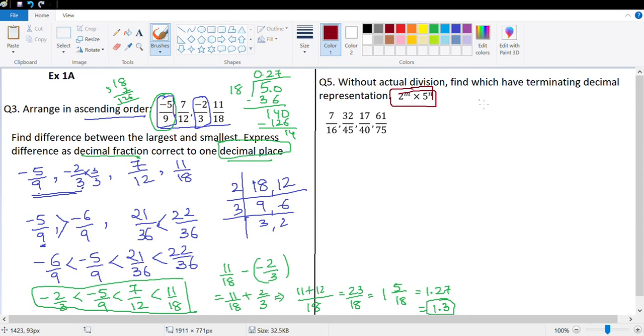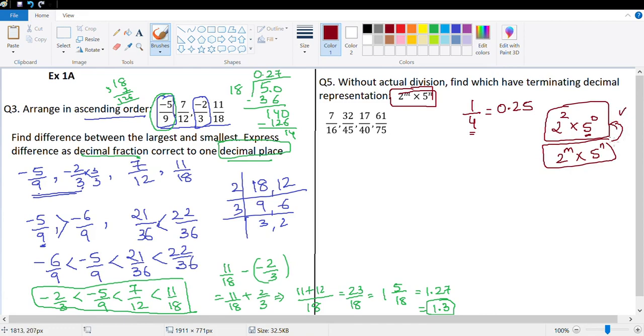So we did the example of 1 upon 4 is equal to 0.25. So this is a terminating decimal. My denominator can be written as 2 to the power 2 multiplied with 5 to the power 0, because any number raised to the power 0 is 1. Since this can be written in the form 2 to the power m multiplied with 5 to the power n, therefore it is terminating. Right? So now let's look at this. 7 by 16. 16 can be written as 2 to the power 4 multiplied with 5 to the power 0. So therefore 7 upon 16 is terminating.